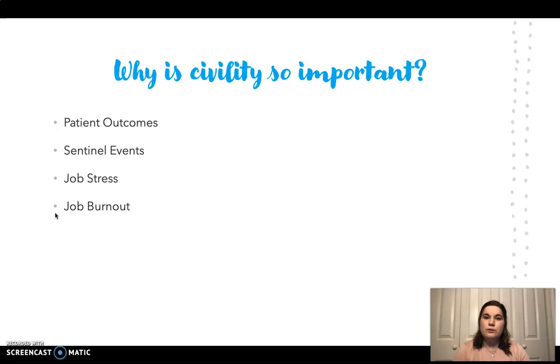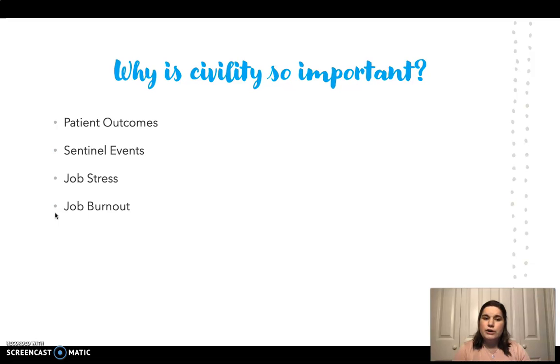Along with that goes the sentinel events. If you go into a patient's room and they aren't able to open up to you, then they're not going to be able to tell you when they're in pain or if something's wrong or not normal because they don't have that trusting relationship between you and them. So with civility, there's a decrease in sentinel events. With incivility, there's an increase in sentinel events.